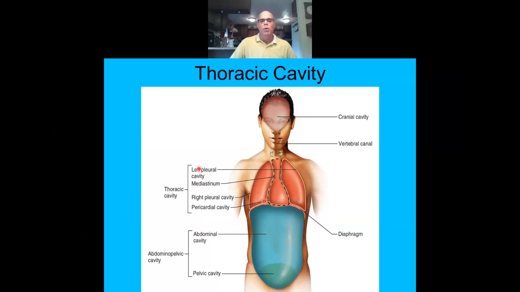You have the left pleural cavity. You have the mediastinum, which is this entire area here in the middle. That actually, there's your pericardium, that's your heart. And again, we have the right pleural cavity.